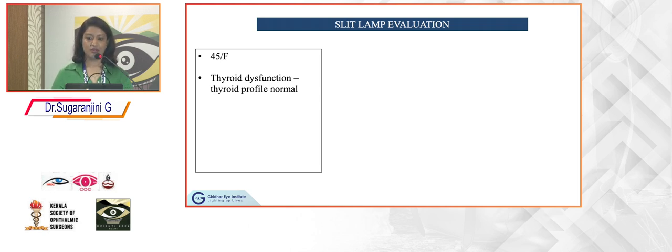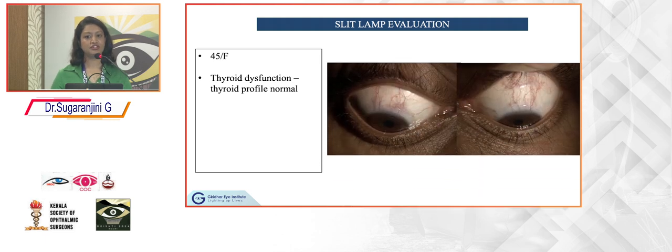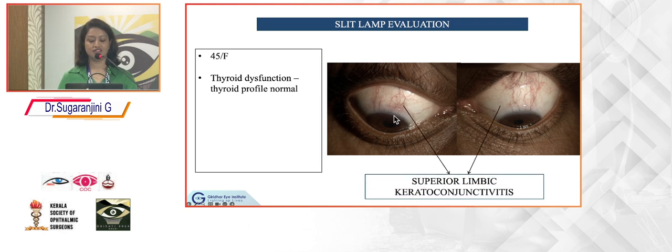So in a thyroid patient, my favorite thing to do is to lift their lids. If you retract their upper lids, most of them do have a superior limbic keratoconjunctivitis. In this picture, you can even see this was taken after the treatment was given. This is very commonly seen in all thyroid dysfunction patients, and they are often mislabeled as dry eye.